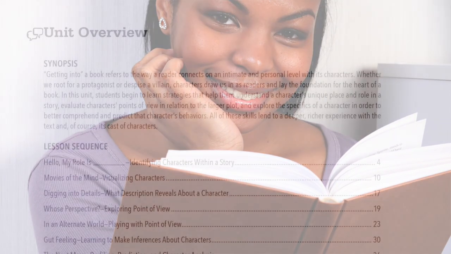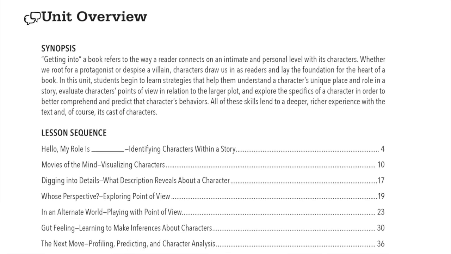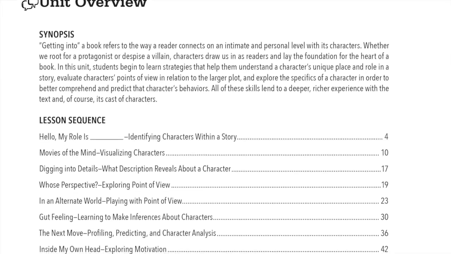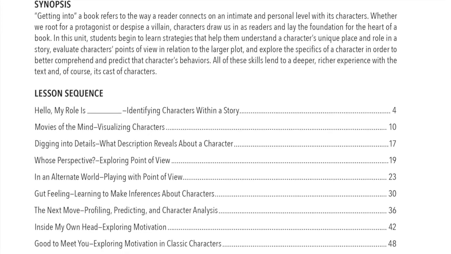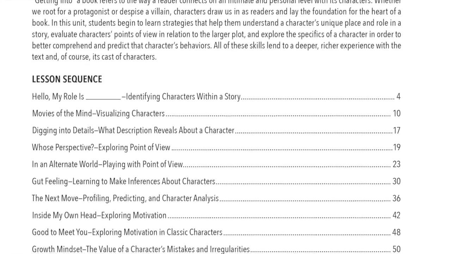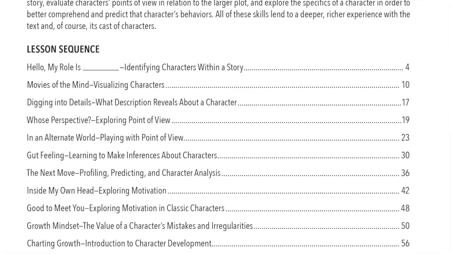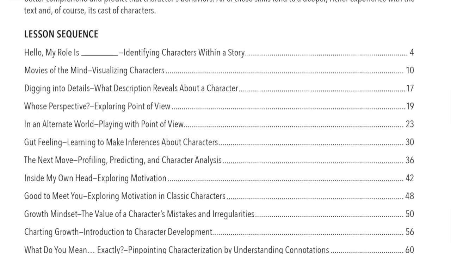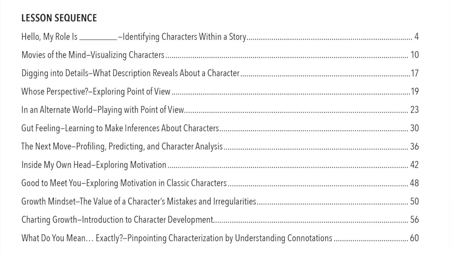This unit has a total of 12 lessons. Early lessons focus on the basics of character and characterization to establish a foundation for thinking about characters. Then, as the unit progresses, students learn how to examine point of view, motivation, and moments when characters act out of character to deepen their analysis and strengthen their predictions.